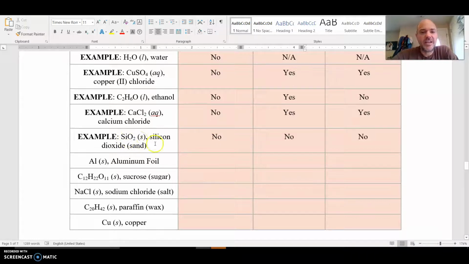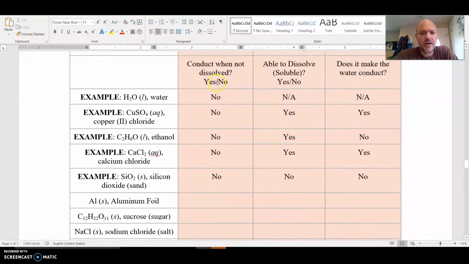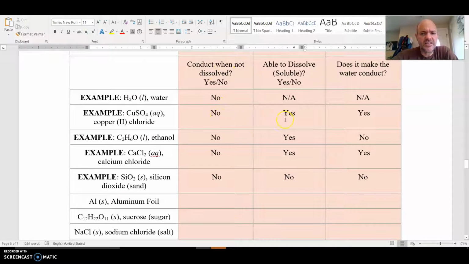I didn't think we had sand on here. That's why I was confused by that. So copper sulfate, very similar to the copper chloride video we saw. It does not conduct electricity when it's not dissolved. It is able to dissolve, however, and it does make the water conduct.